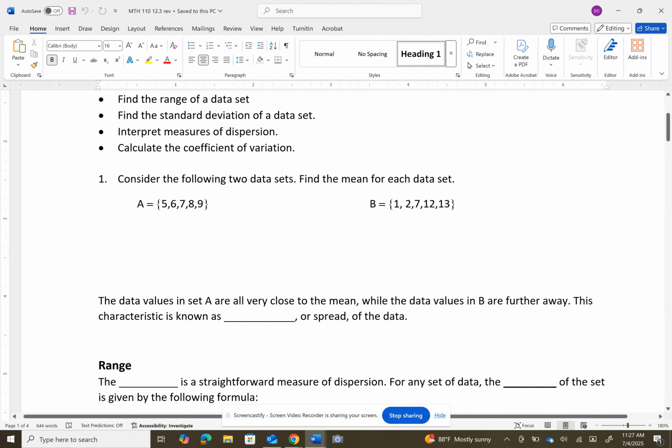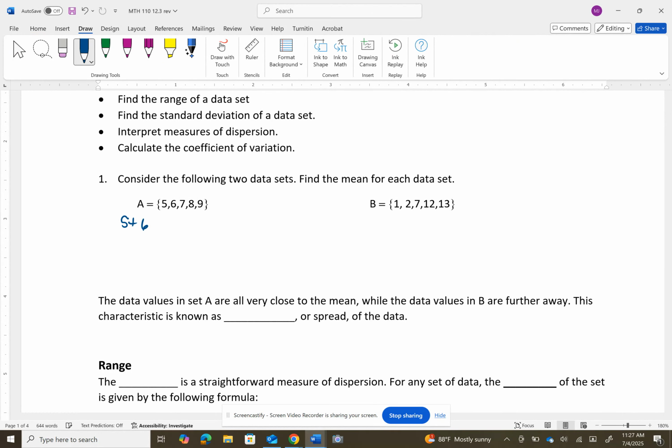mean of the data set. Okay. So that's the one where you add up all the data values. So we're going to add them all up. All right, so that's 11, 18, 26, 35. And then we're going to take that and divide by the number of data values, and we wind up with 7. So that's the mean that we're calculating right there.